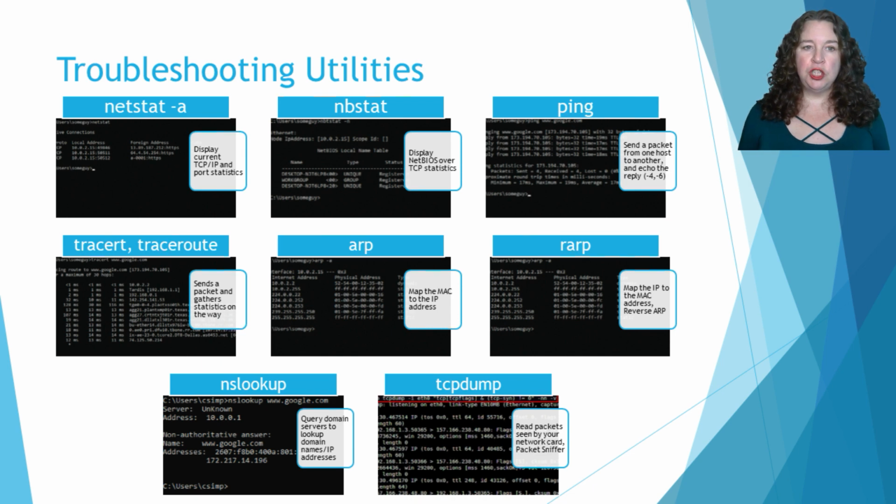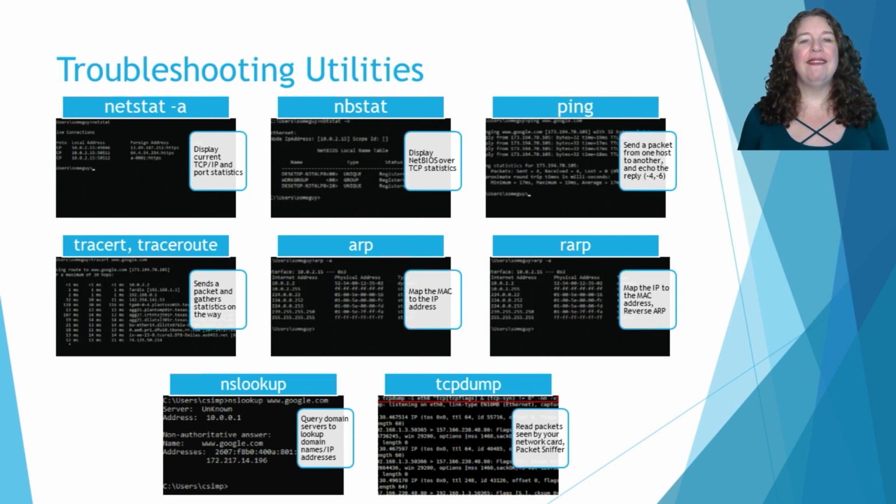In a Windows machine, you have tracert, spelled T-R-A-C-E-R-T, if you're looking at it and trying to figure out what it is. The other is traceroute with the word spelled out. Traceroute is a Unix command. Tracert is a Windows command.